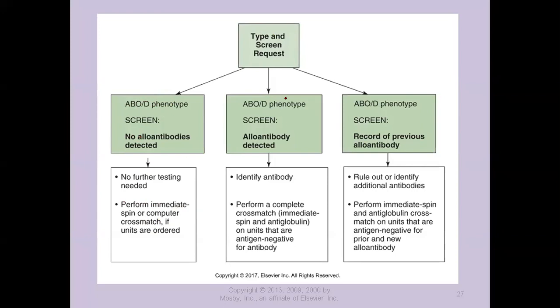Okay. Middle, we do ABO-D type. We detect an alloantibody. Well, we have to do a panel to identify the antibody. And since this patient has a current antibody, we cannot do immediate spin cross-match or computer cross-match. We would have to do a complete antiglobulin cross-match and provide antigen negative units for the antibody.